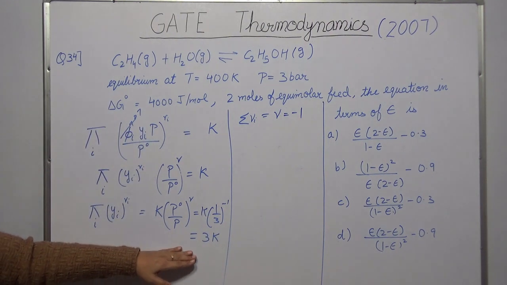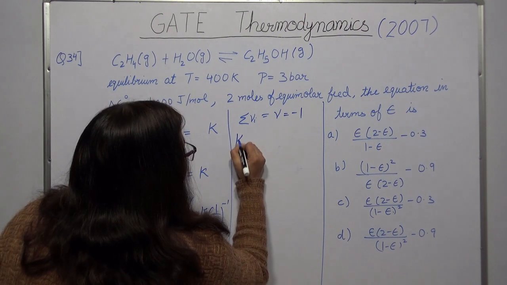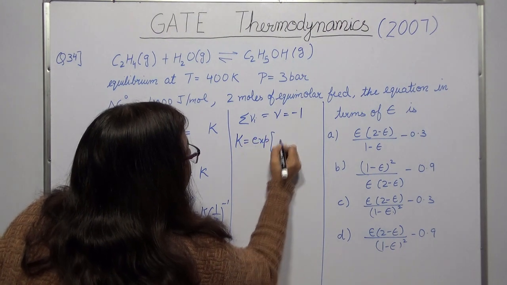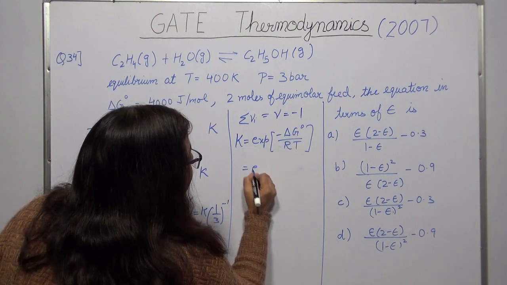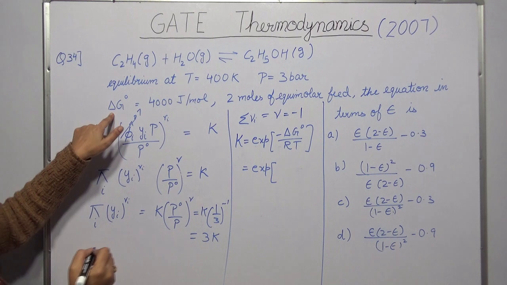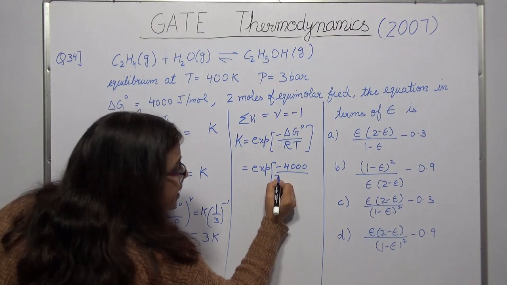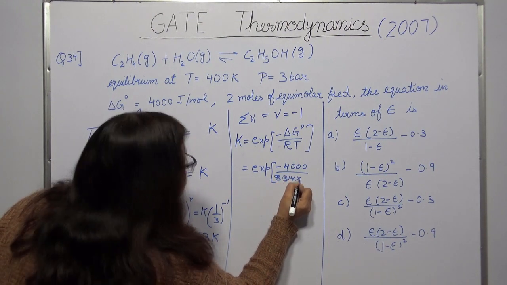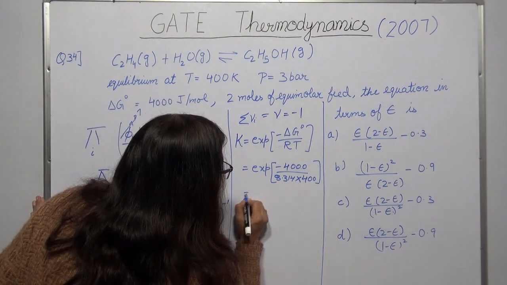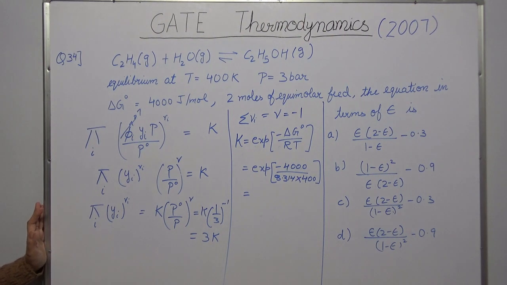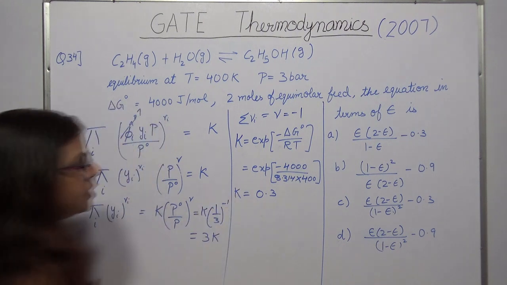Now next step will be to calculate what is k. We all know that it is given by exponent of minus delta G0 by RT. So it will be exponent of, what is delta G0? So you have minus 4000 divided by R, that is 8.314 times T, and that is given as 400. Do the calculation and you will get the value of K as 0.3. So your K value is 0.3.